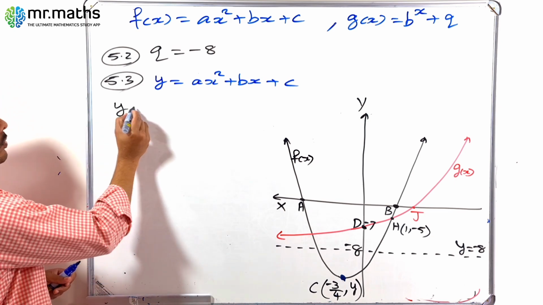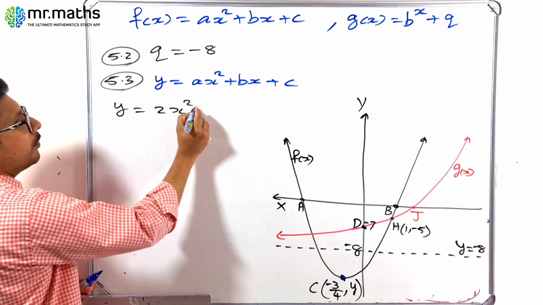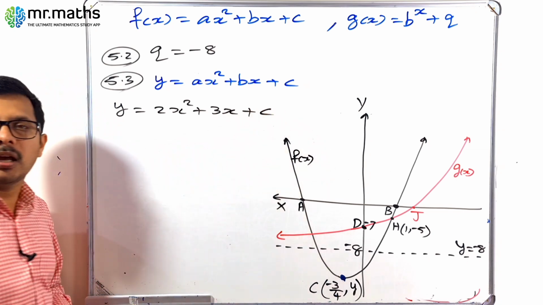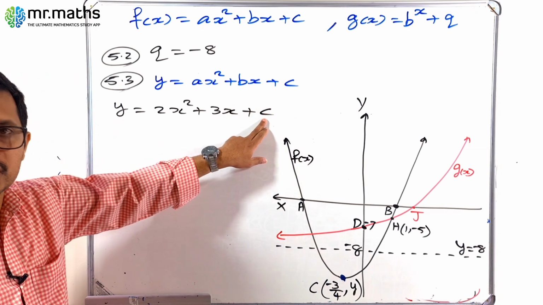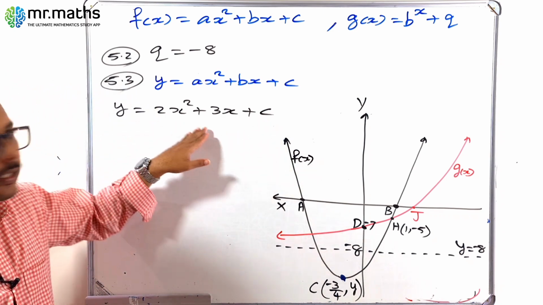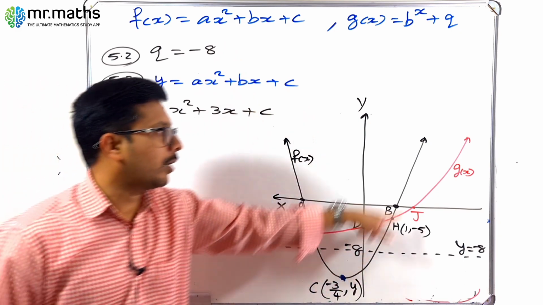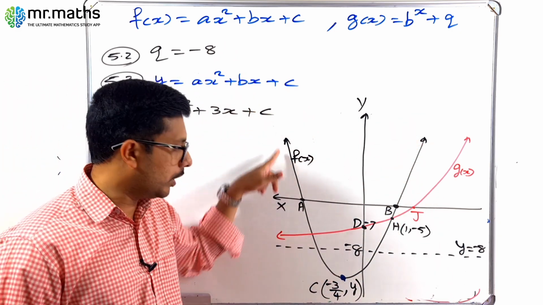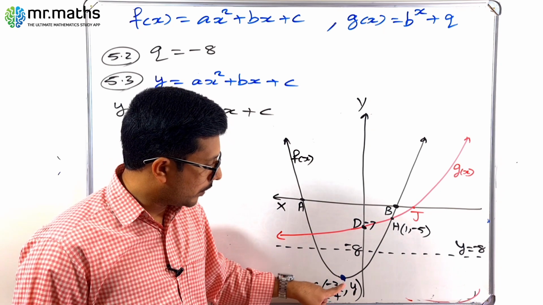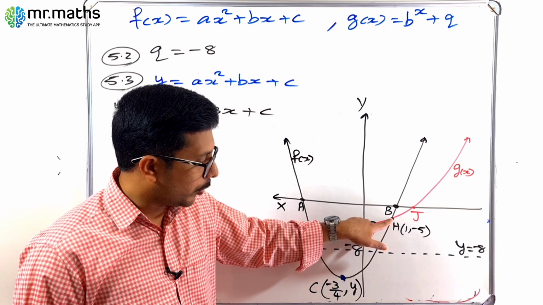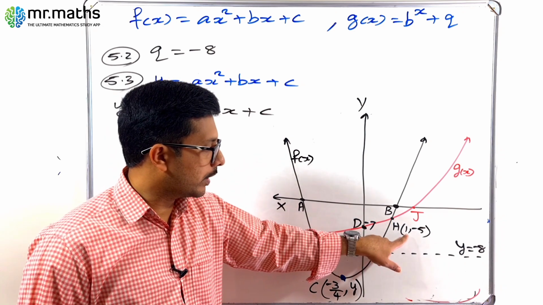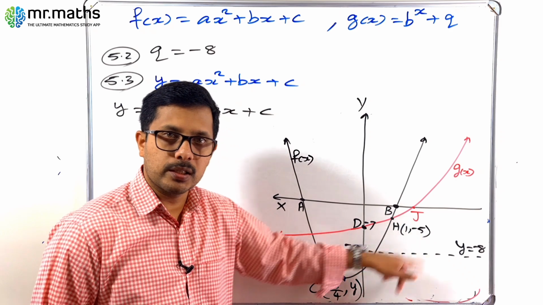Y is equal to a is 2, x square, plus b is 3, x plus c. Now what is outstanding? The value of c. So how can we find the value of c? Do you know any other point on that parabola, that quadratic graph? There is nothing here, here only one x value we know. Yeah, there is another point h. This h is also a point on that parabola. What is the x value? 1. Y value minus 5.